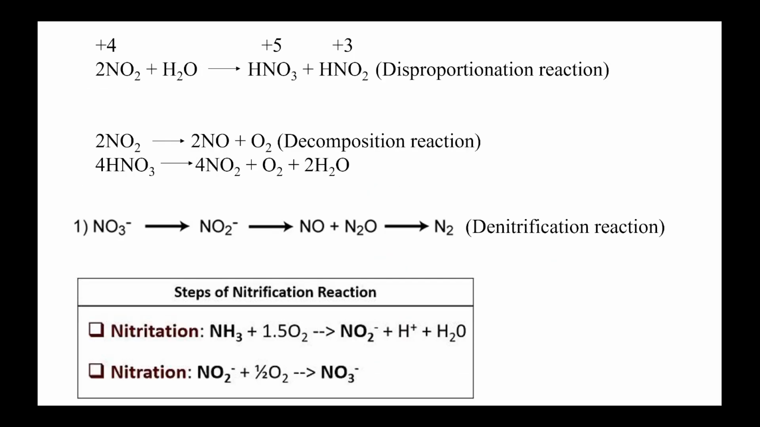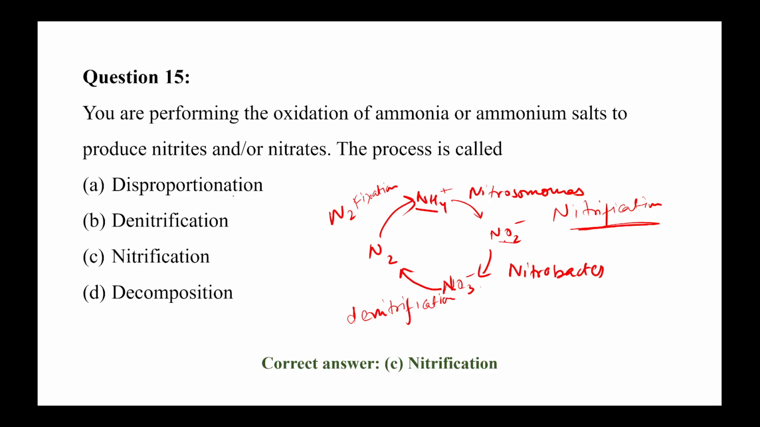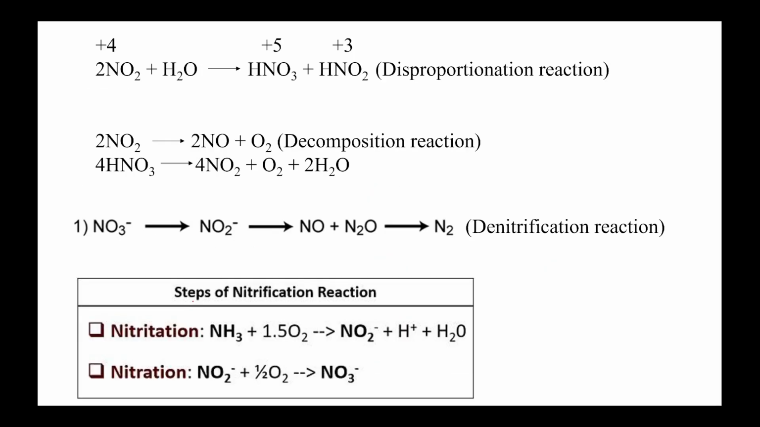Okay, so the other options that are there: disproportionation reaction, denitrification, which I've already explained, and decomposition reaction. Let's see what those are. Disproportionation reaction is basically the distribution of one molecule into its two different oxidation states. So in this reaction, nitrogen dioxide, NO2, when it reacts with water, forms nitric acid and nitrous acid.